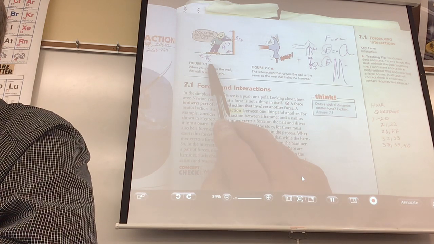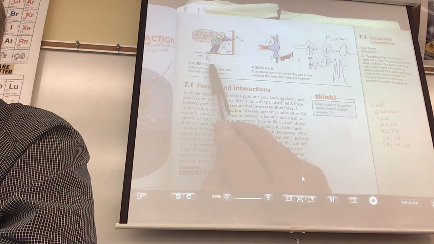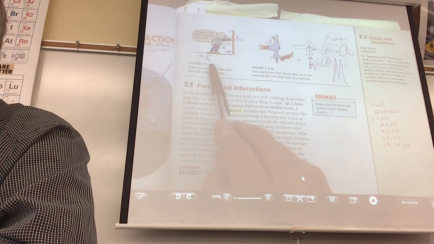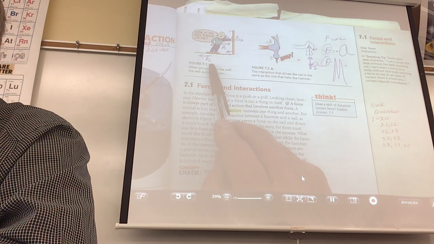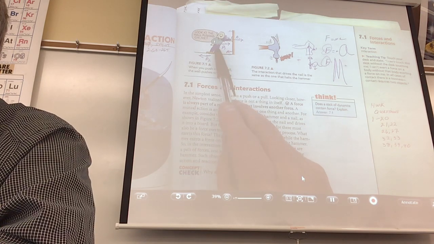The floor. Identify B2. The dude's feet, getting pushed. Dude pushes floor to the left. Okay, now identify B1.